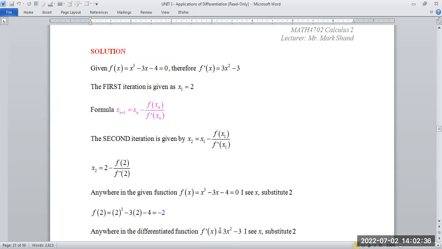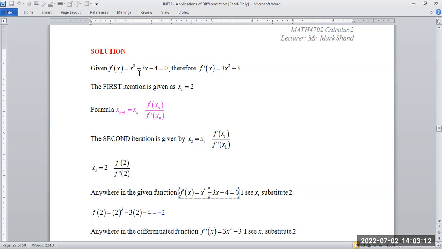3x squared minus 3, which is right here. So what I'm saying to you is that now that I have the differential right here, and I have my original function here, anywhere in the function now I see x, I'm going to put 2. Why 2, sir? Because remember, you're evaluating f of x1, and x1 is 2. So anywhere in the original function you see x, you're going to put 2. The same thing, anywhere in the differential you see x, you are going to put 2.